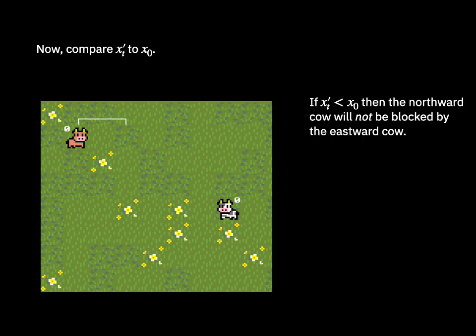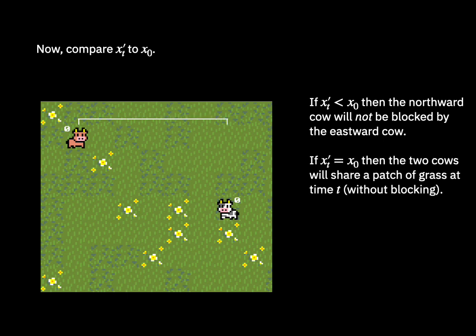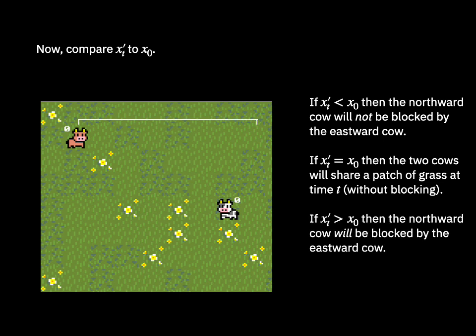If it is smaller, then the eastward cow will not block our northward cow. In fact, it is the eastward cow that will be blocked. If that x coordinate is equal to our northward cow's x coordinate, it means that the two cows will share a cell at time t and then continue without interfering with each other any further. But if that x coordinate is greater than our northward cow's x coordinate, then the eastward cow will block the northward cow. So that's the basic idea.